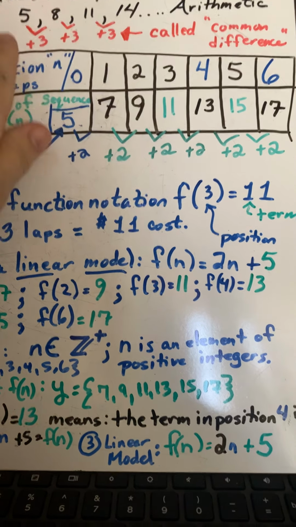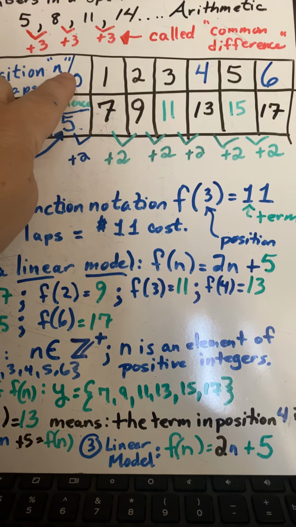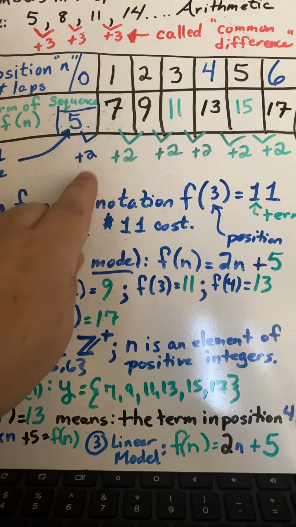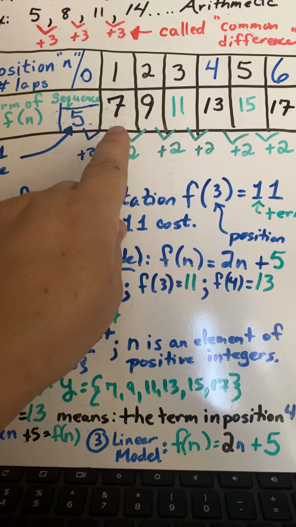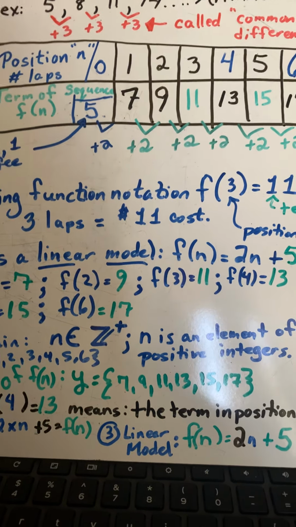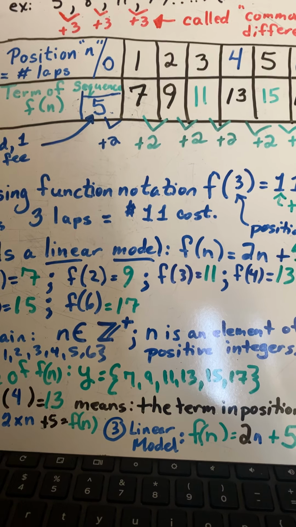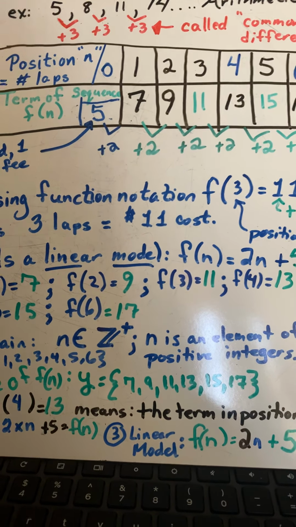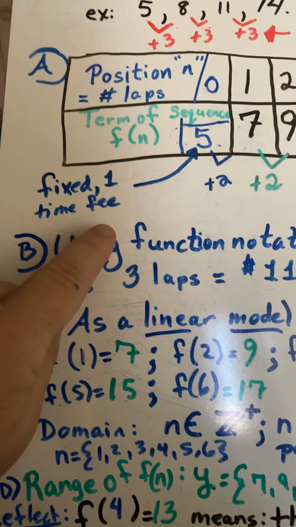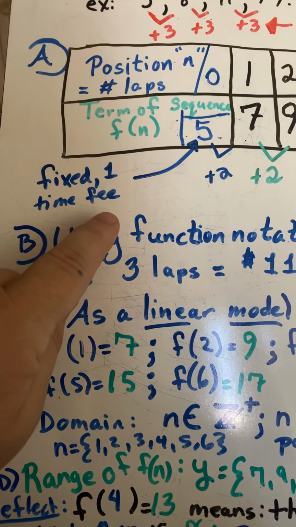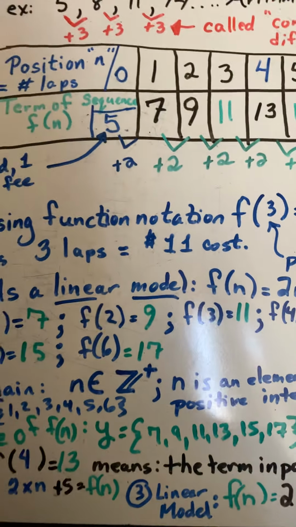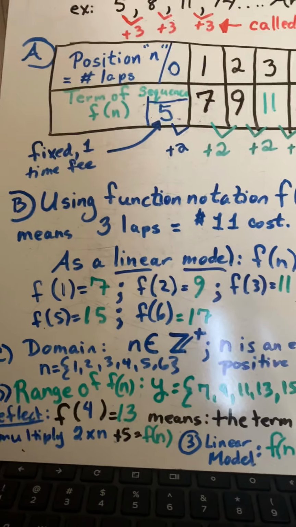So if I go backwards, when x is 0, or in this case, when n is 0, what would be the cost? So if I'm going up by 2, if I go menos 2, 7 menos 2 son 5. 7 minus 2 would give me 5. So what is that 5? That's your fixed one-time fee. That would be your y-intercept. And this would be your slope. And so we can create a linear model with that information.